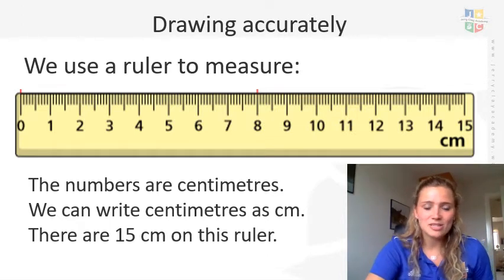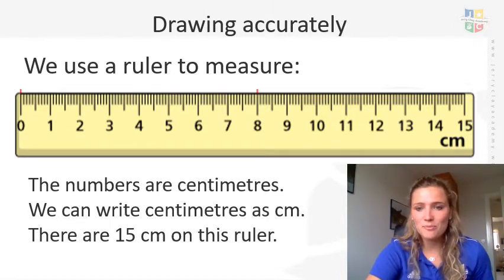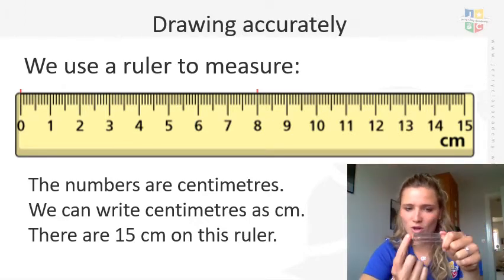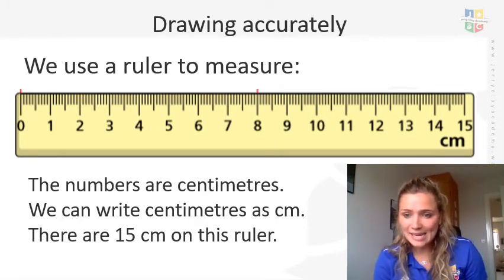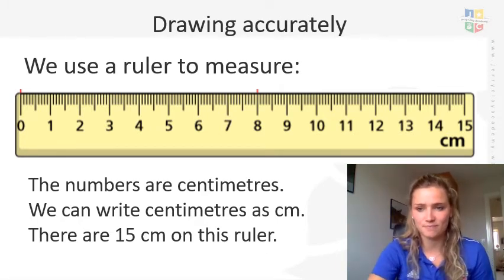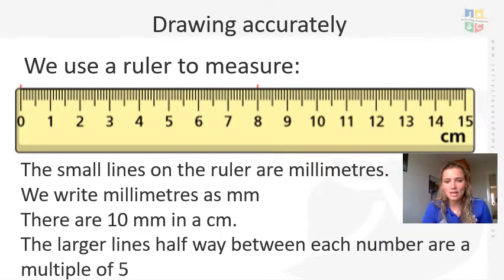So drawing accurately, we need to use a ruler to measure. So on a ruler you've got the numbers which are the centimetres, and on a small ruler there are 15, but on a big ruler there might be 30 centimetres. Now the small lines on the ruler are millimetres, so we write millimetres as mm and centimetres as cm, and there are 10 millimetres in each centimetre. So between each number there are 10 little lines to represent 10 millimetres. Now there is actually only 9 little lines, because the 10th line is where it becomes the next centimetre.